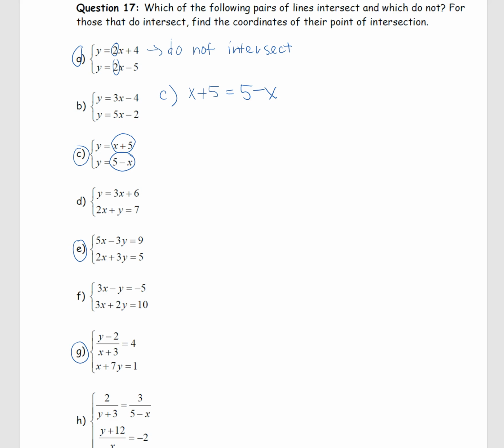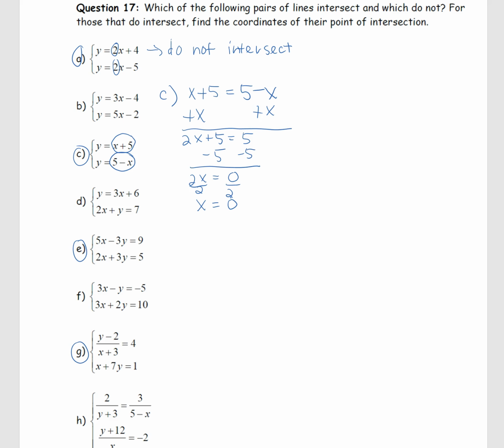And now I can solve for x, and to do that I'm going to add this x to both sides of my equation. This gives me 2x plus 5 equals 5. And now I'm going to subtract 5 from both sides. This gives me 2x equals 0. So dividing by 2 on both sides means that x is also equal to 0.